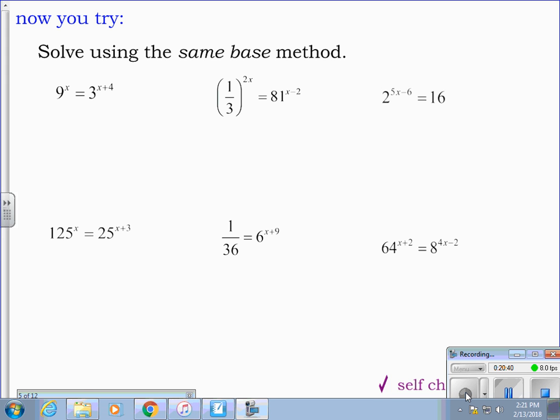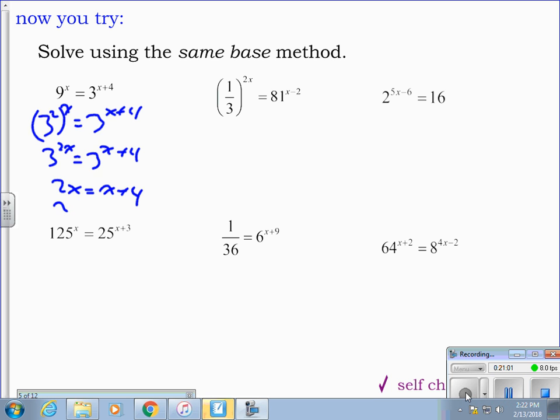Okay, let's do these. So the first one's pretty easy. 9 is 3 squared. So I have 3 squared to the x is equal to 3 to the x plus 4. Multiplying, 3 to the 2x equals 3 to the x plus 4. 2x equals x plus 4. Subtract x, x equals 4.